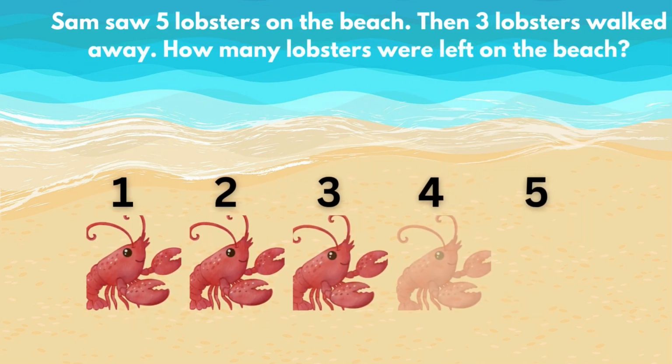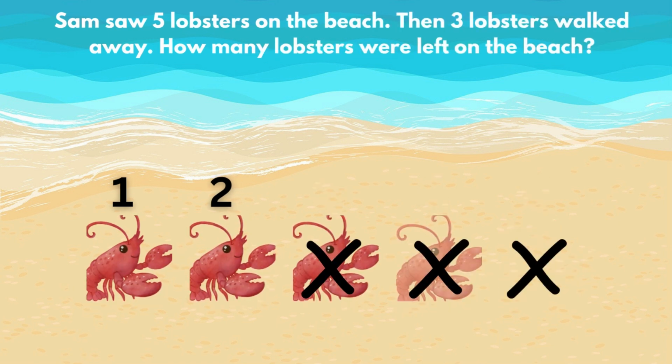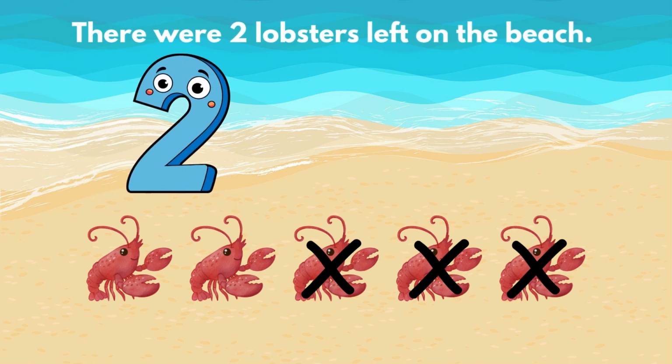Sam saw 5 lobsters on the beach. Then 3 lobsters walked away. How many lobsters were left on the beach? There were 2 lobsters left on the beach.